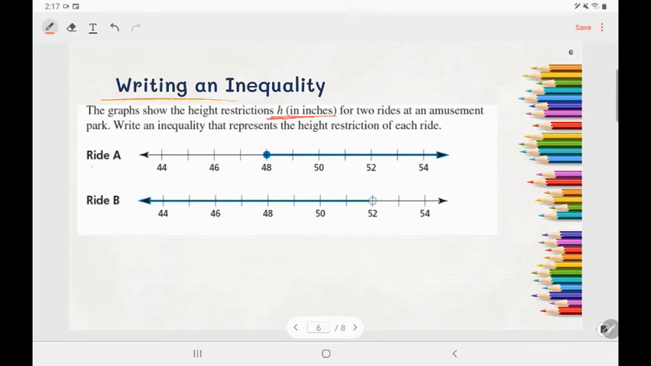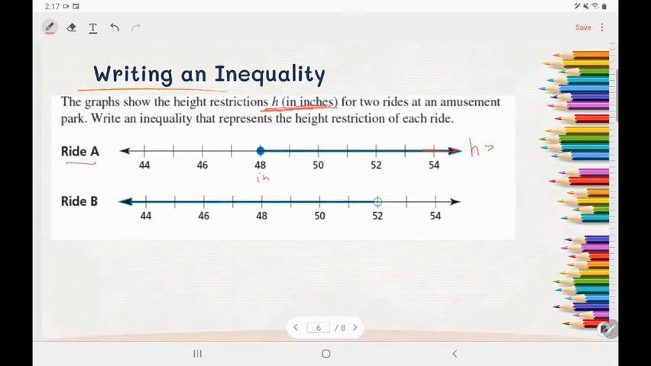So if I'm looking at ride A, notice there's a closed dot at 48 and it's going up. So what is that saying? That's saying that if you are 48 inches tall, or all these numbers are greater than 48, then you can ride the ride. So my inequality is going to look like so. H is greater than, well, can you equal 48 inches? Go to this graph. It's closed in, saying that it can equal 48.